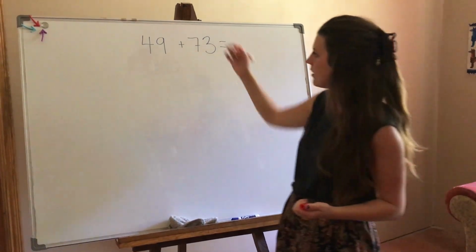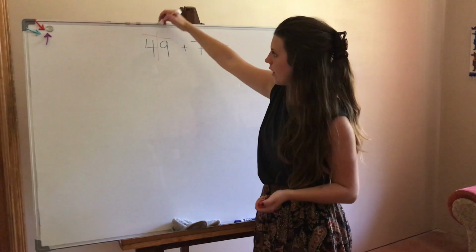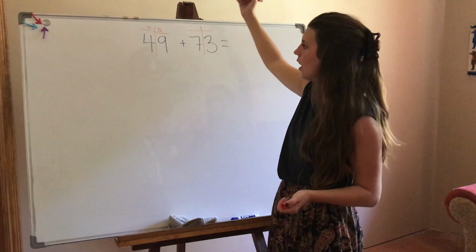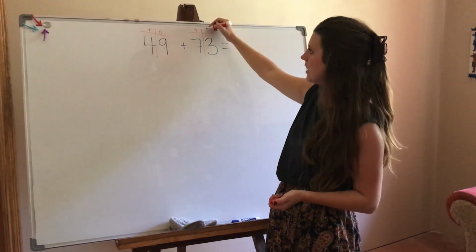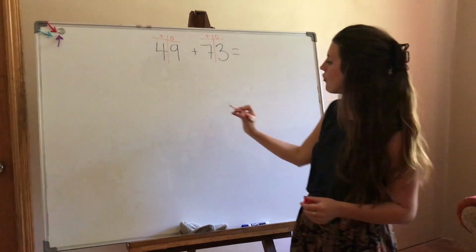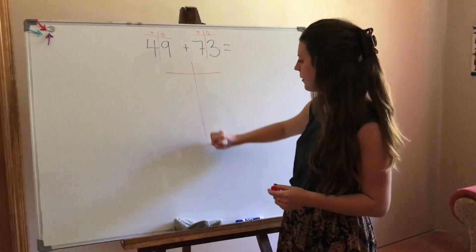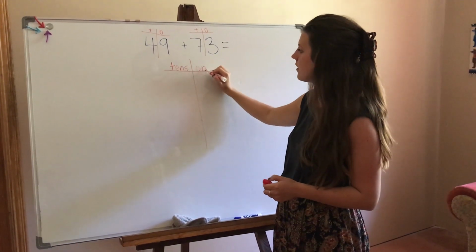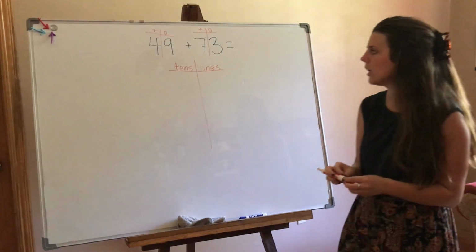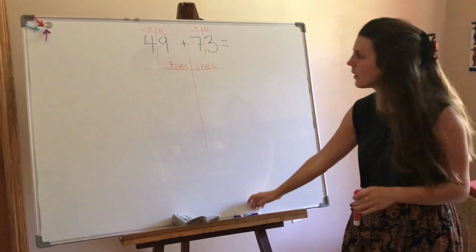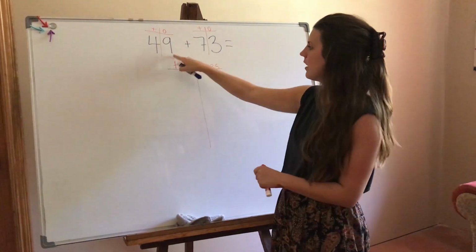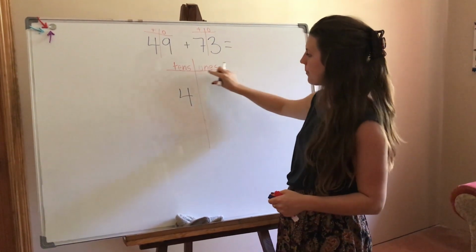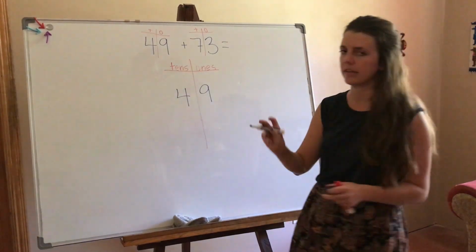So let's talk about our 10s and 1s. Here we have 4 10s and 9 1s. T stands for 10s, O stands for 1s, 7 10s and 3 1s. I'm going to draw my big T chart, including my 10s and my 1s, so that I am ready to put them where they belong. I have 4 10s and 9 1s. I'm leaving some space at the top in case I need to make a trade later.